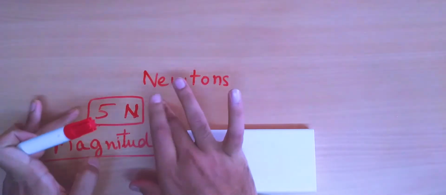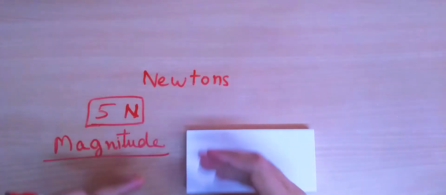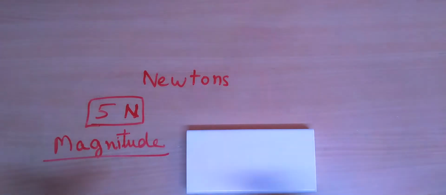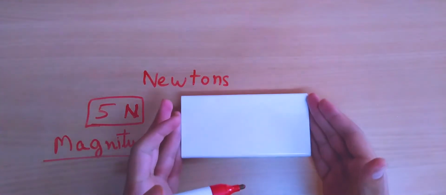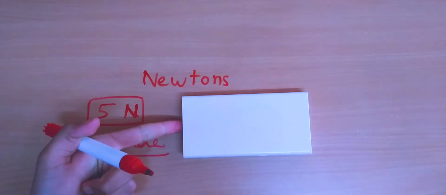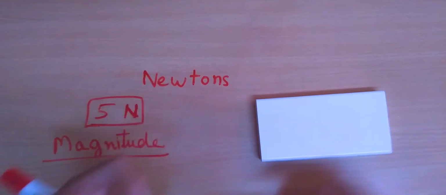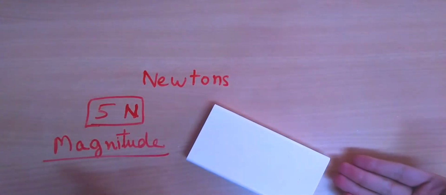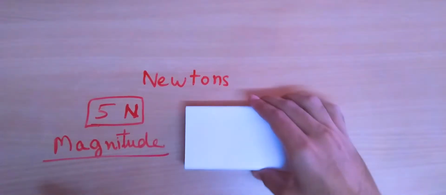So we know by this 5 newton that the amount of force being applied is 5 newtons, but we also need to know the direction in which the force is being applied. So we also have to specify the direction of force. So is the force being applied in this direction, or is the force being applied in this direction, or this direction, or maybe this direction? It could be any direction, right?